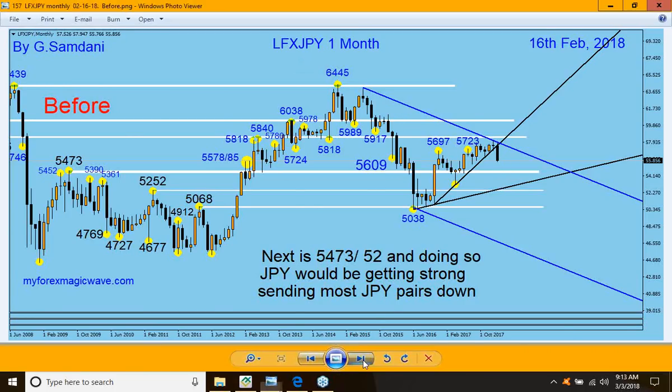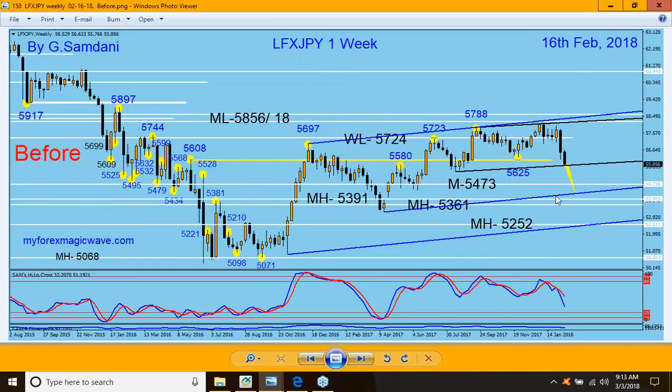And this is a weekly chart also. I made that; this is what's happening on a weekly basis. So we're going to drop. This is 54.73 and this is 52.52. So first here, break that. We go here and then there, step by step. And these are small numbers in the middle.